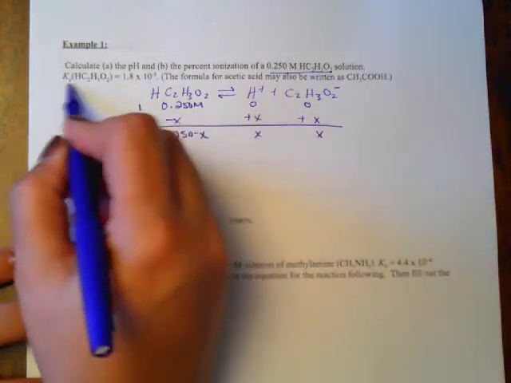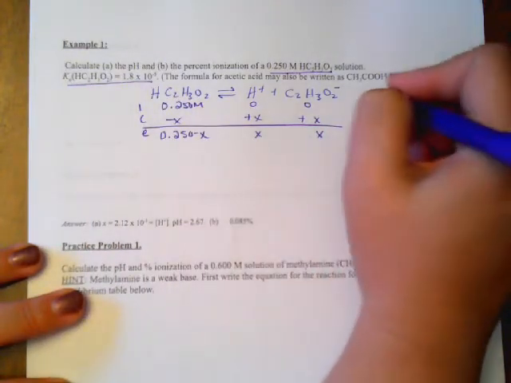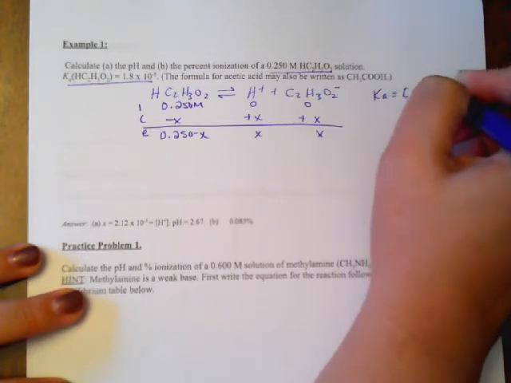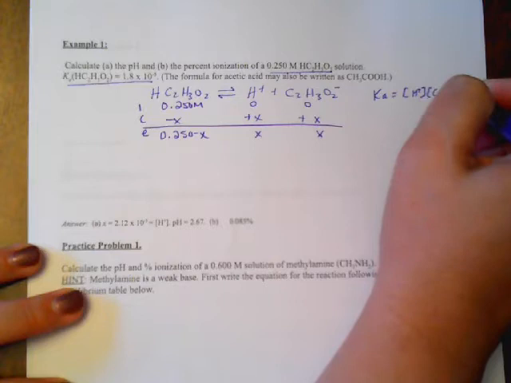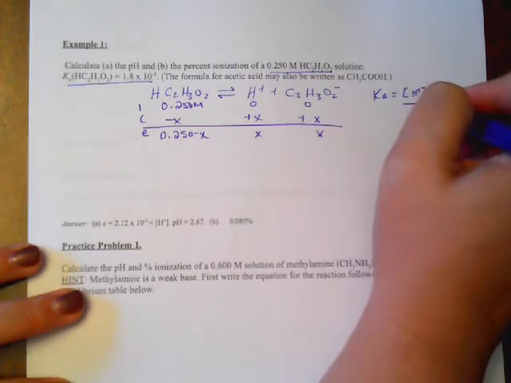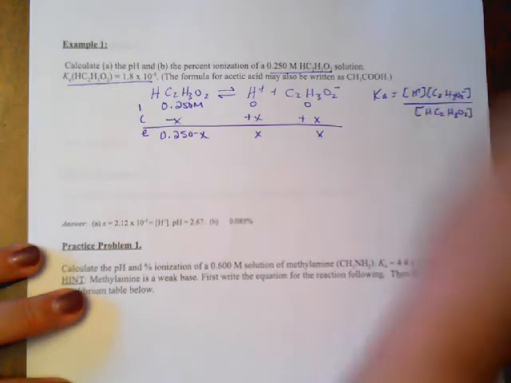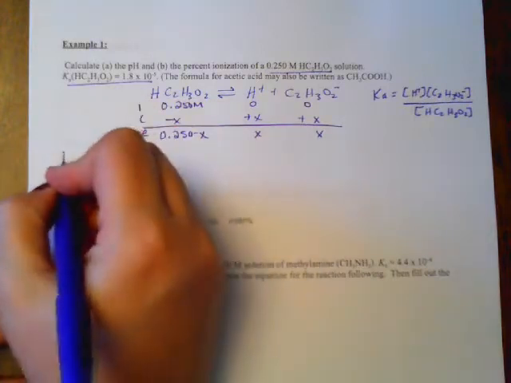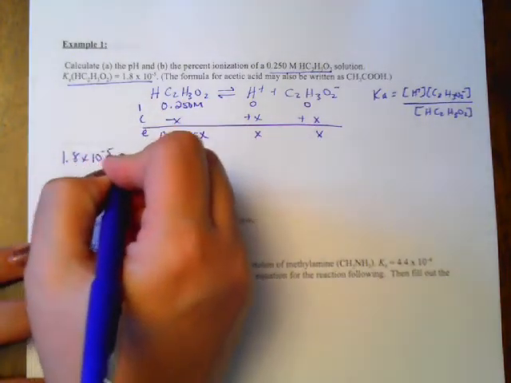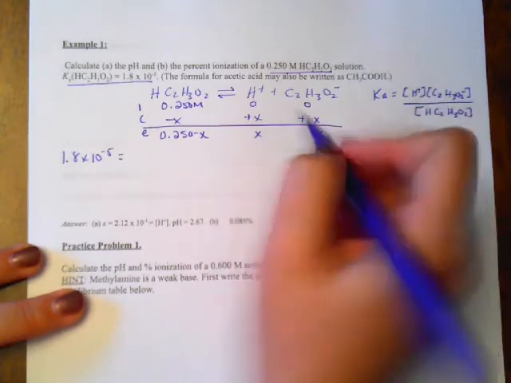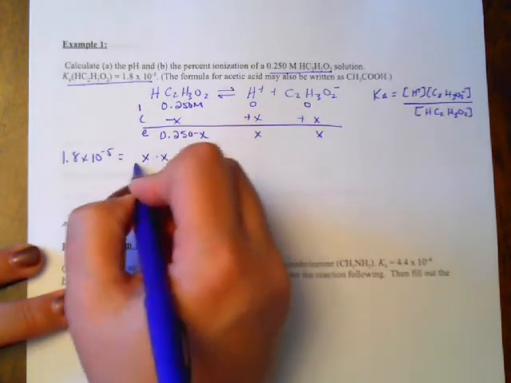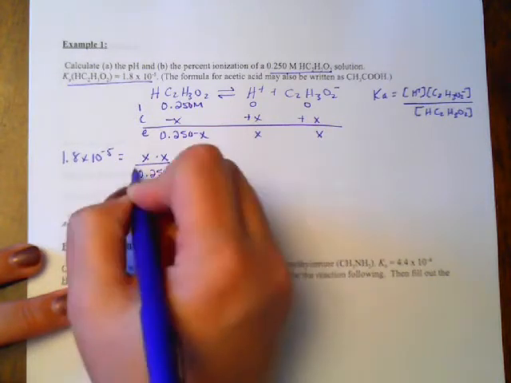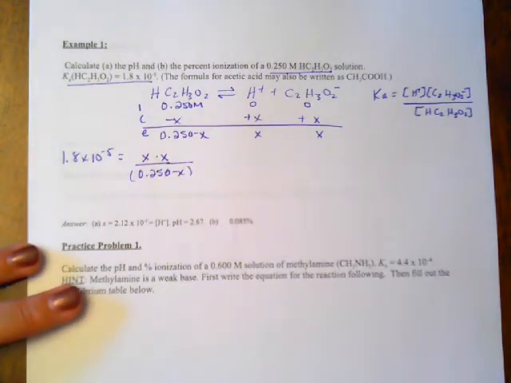We're given our equilibrium constant. Again, our equilibrium expression, our Ka, is going to be the concentration of our hydrogen times our acetate ion over the concentration of our weak acid. So we plug in what we know into the expression. We have 1.8 times 10 to the minus 5 as the Ka. And we plug in our equilibrium values of x and x over 0.25 minus x. And then we solve for x.